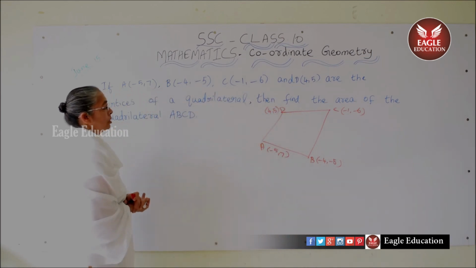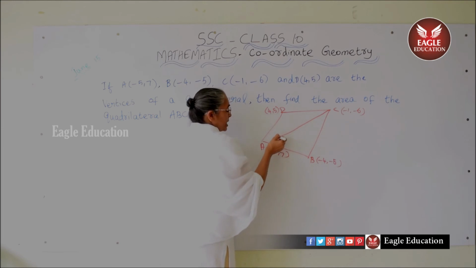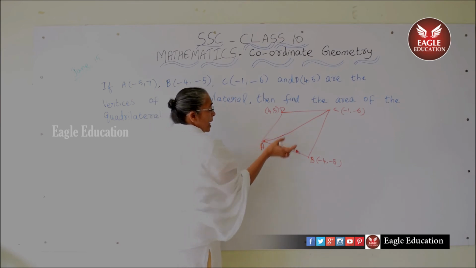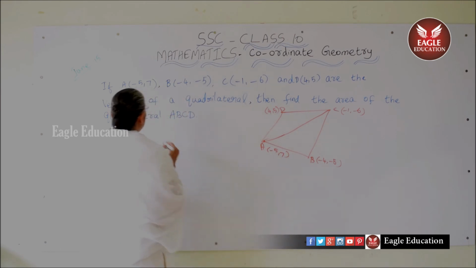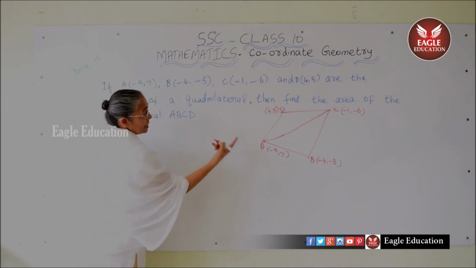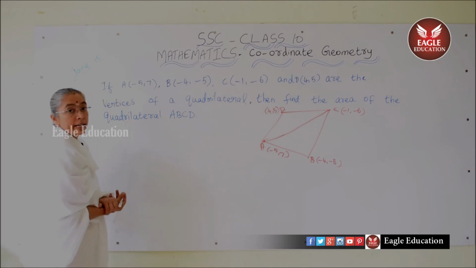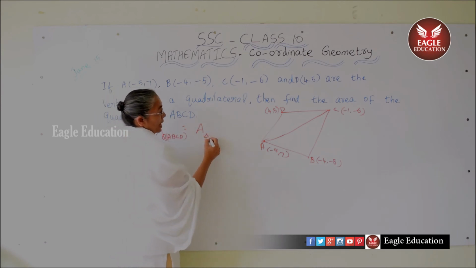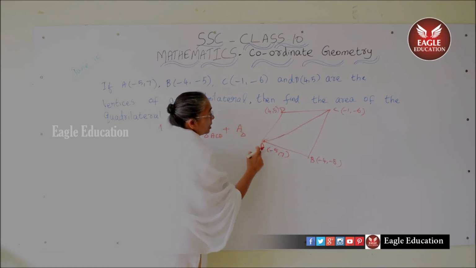Now, to find the area of this quadrilateral, we first join a diagonal AC. You can join either AC or BD. The diagonal AC divides the quadrilateral into 2 triangles. So, we can find the area of triangle ABC and the area of triangle ADC, and if we add these 2 triangle areas, we will get the area of the quadrilateral. So, the area of quadrilateral ABCD is equal to area of triangle ACD plus area of triangle ABC.